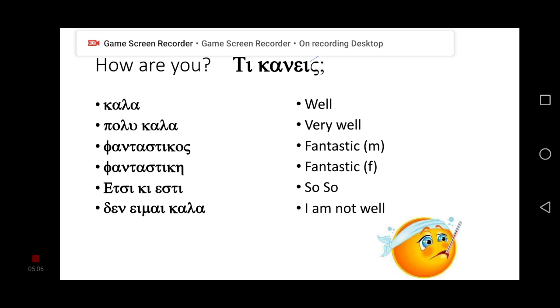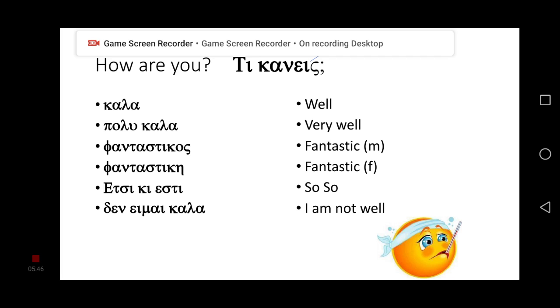So in these classes, we're going to do a bit of modern Greek. How are you? Ti kanis. So that's easy enough. If you see me around college, you can go, Ti kanis. And there are a number of replies to that. So we've got kala, well. The stress is usually in Greek on the last syllable, kala. Poli kala, very well. Poli, very. Fantastikos, fantastic, if you're a man. Fantastiki, fantastic, if you're a woman.